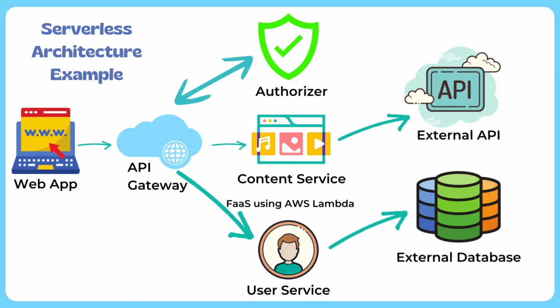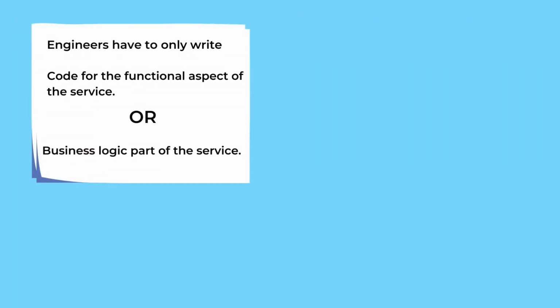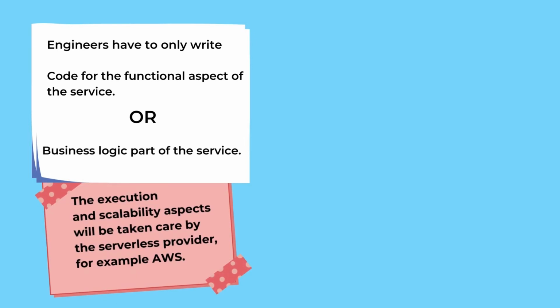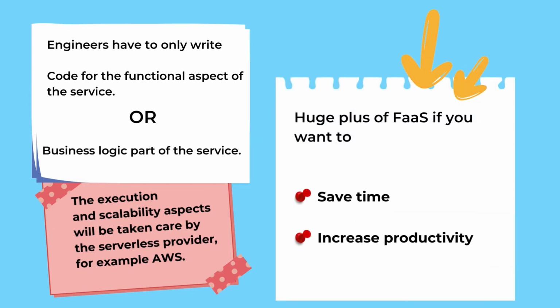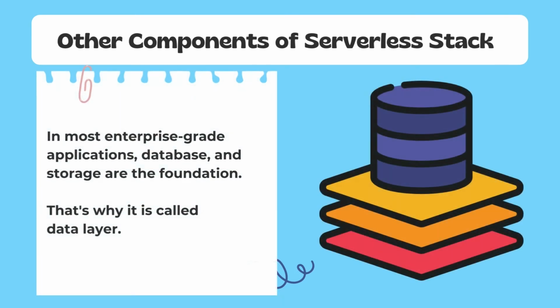If you're using AWS Cloud Platform, using function as a service to implement customer service and user service, engineers have to only write the code for the functional aspect of the service or business logic part of the service. The execution and scalability aspects will be taken care of by the serverless provider, for example, AWS. And this is a huge plus if you look at it from the time saving and productivity perspective. Let's look into other components of the serverless stack. In most enterprise grade applications, database and storage are foundation. That's why it is called the data layer.